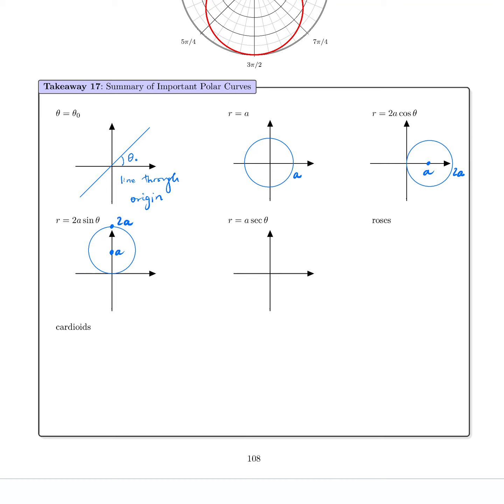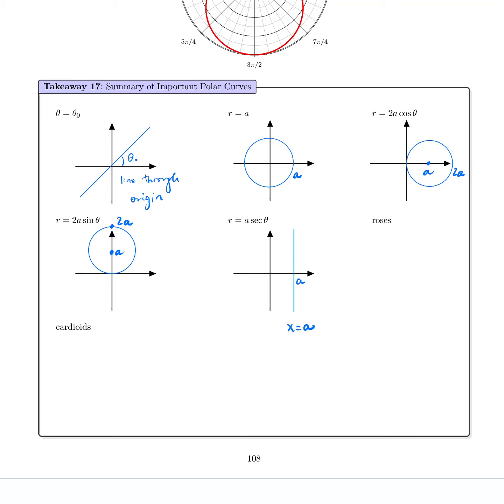r is a secant theta. That we saw turned out to be a vertical line, which corresponded to the line x is equal to a, so that's going through a there, a vertical line. And then we saw roses.